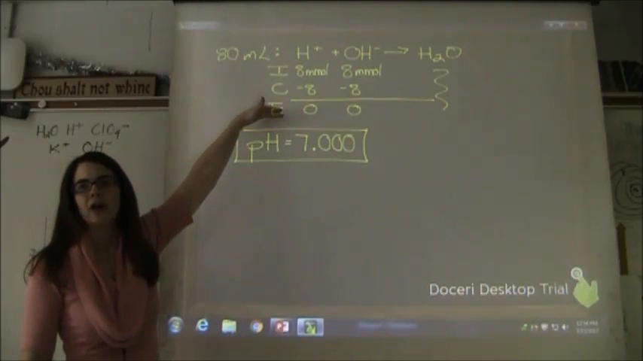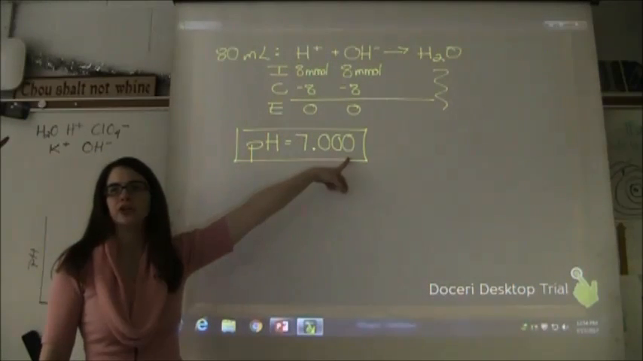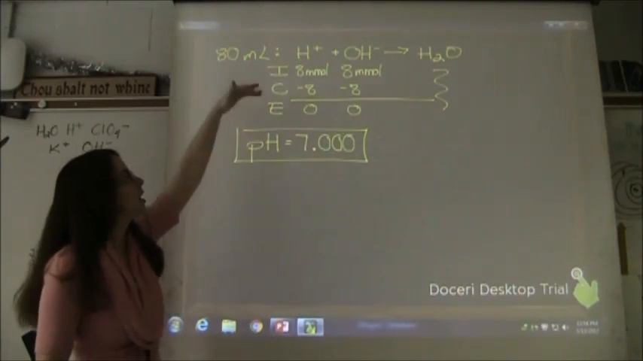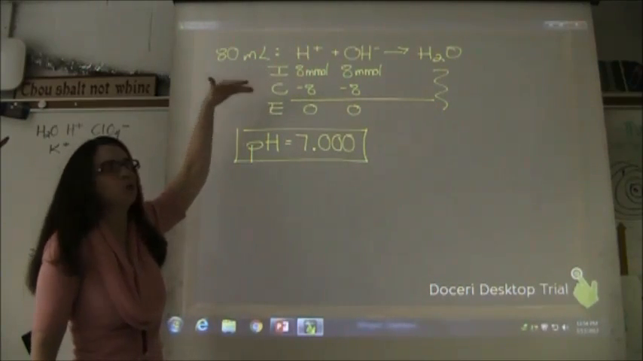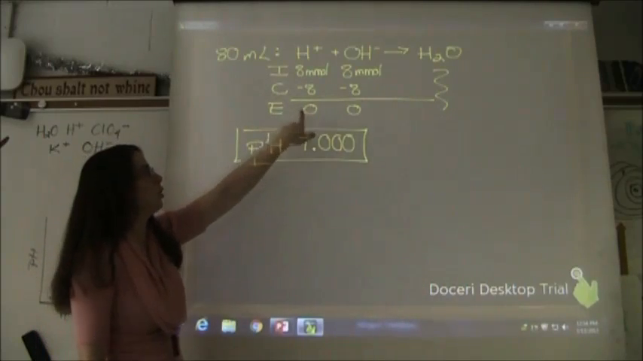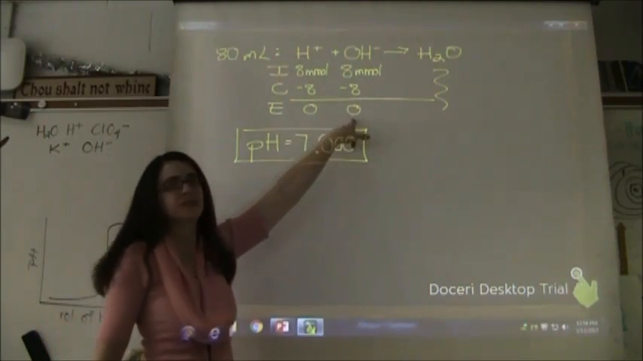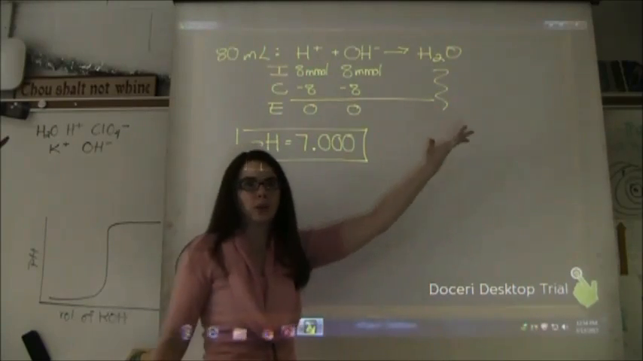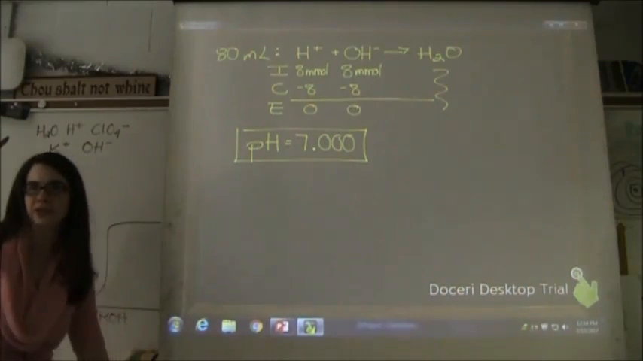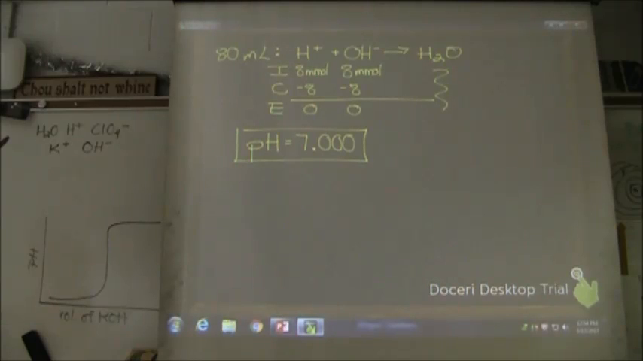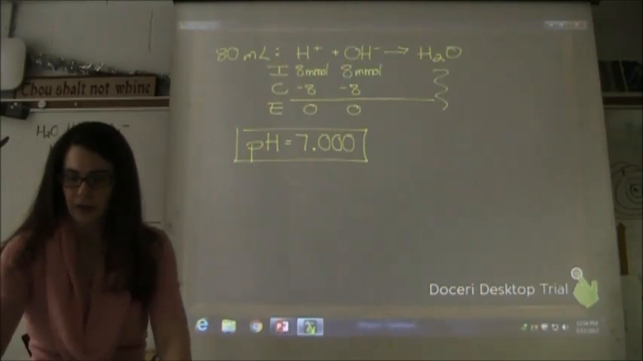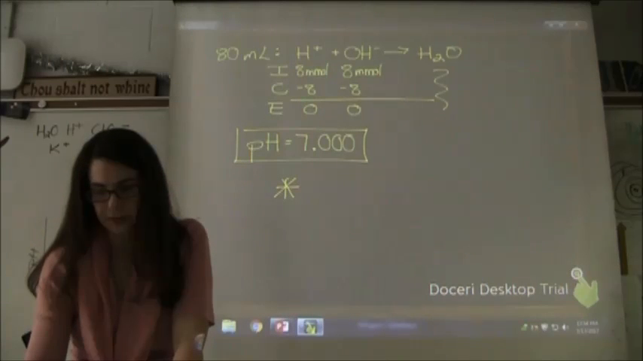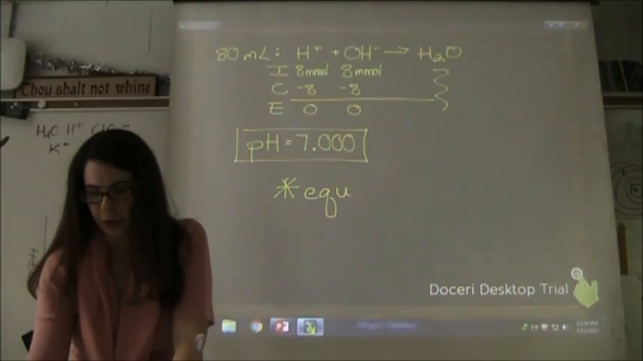Now, guys, I did not get this number just because I happen to know it. I didn't just pull this out of thin air. Look at this ICE table. Look at the end. What do you have? You have no leftover acid, no leftover base. What's the only thing you have? Water. What's the pH of water? 7.000. Okay? And make a note to yourself, what's it called? We're at the equivalence point.